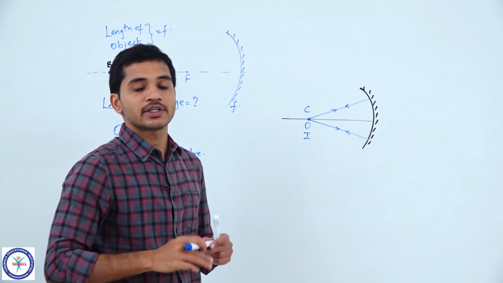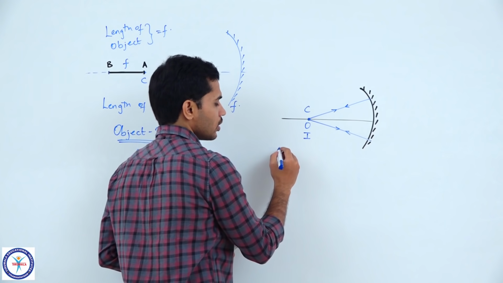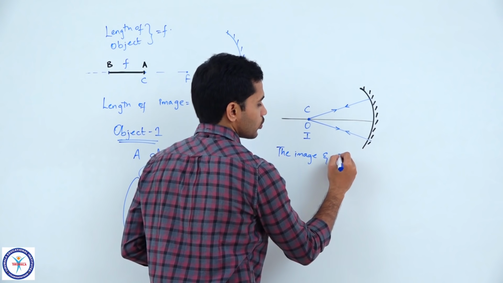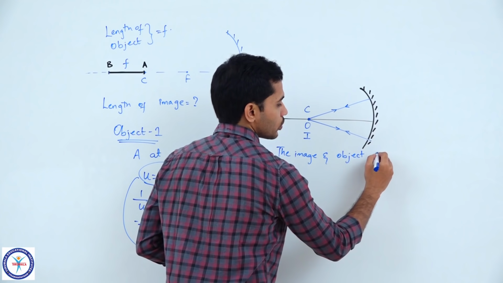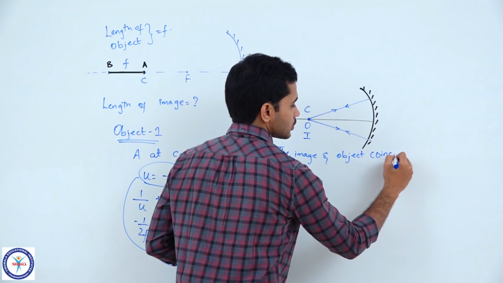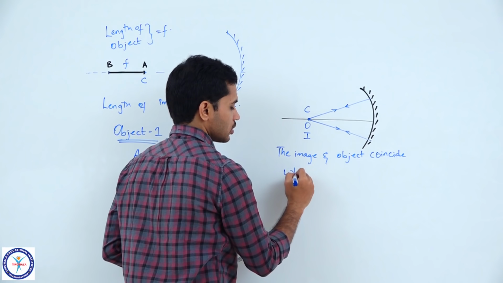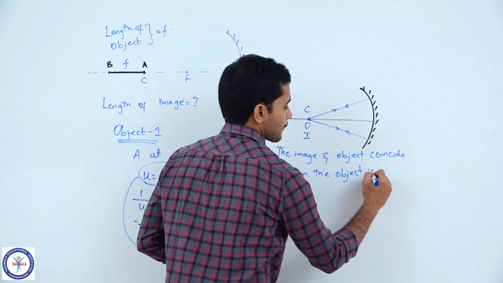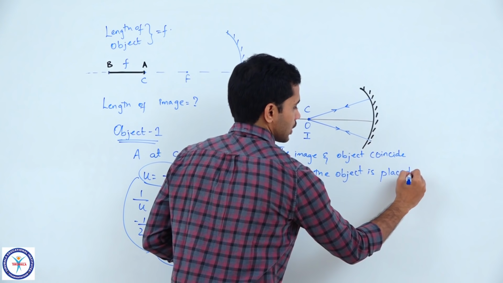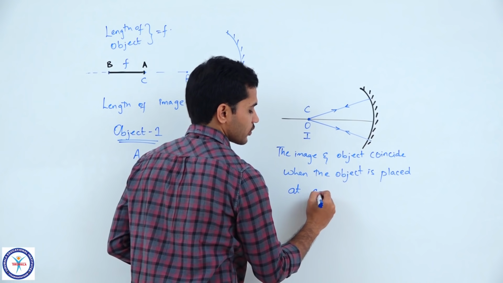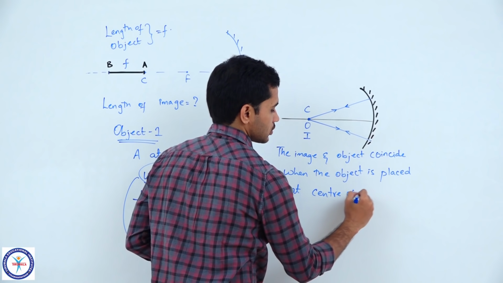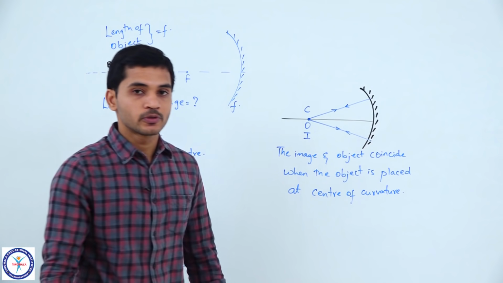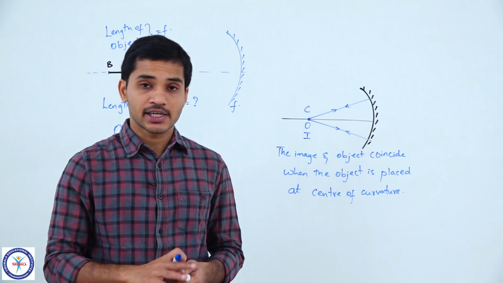So, this is one very important thing which you will have to keep in mind. The image and object coincide when the object is placed at the center of curvature. This is a very important result. It will be useful for us in the later discussions as well.